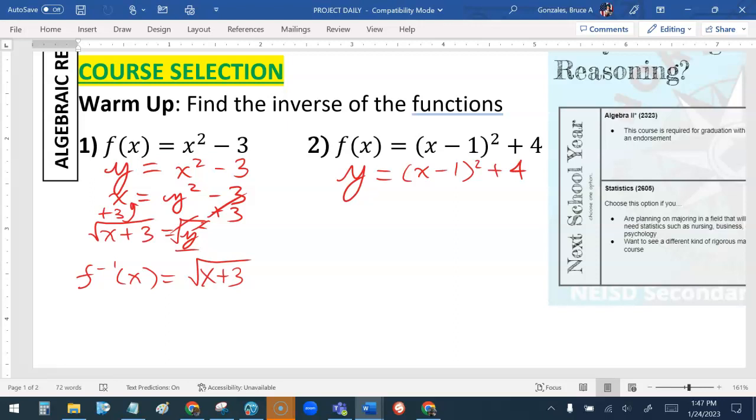What do I do next? What happens with x and y? Switch x and y. Okay, don't forget, switch x and y. Always do that, right? So y becomes an x, and x becomes a y.